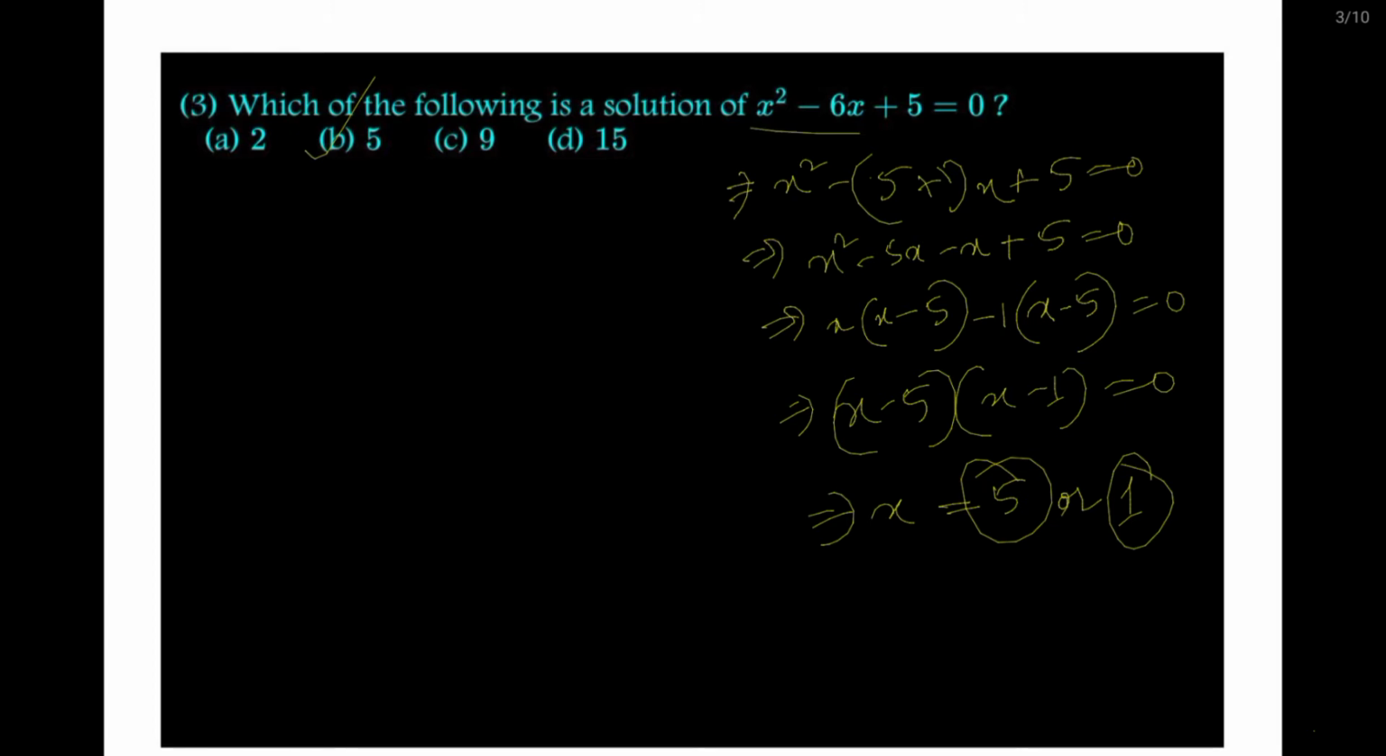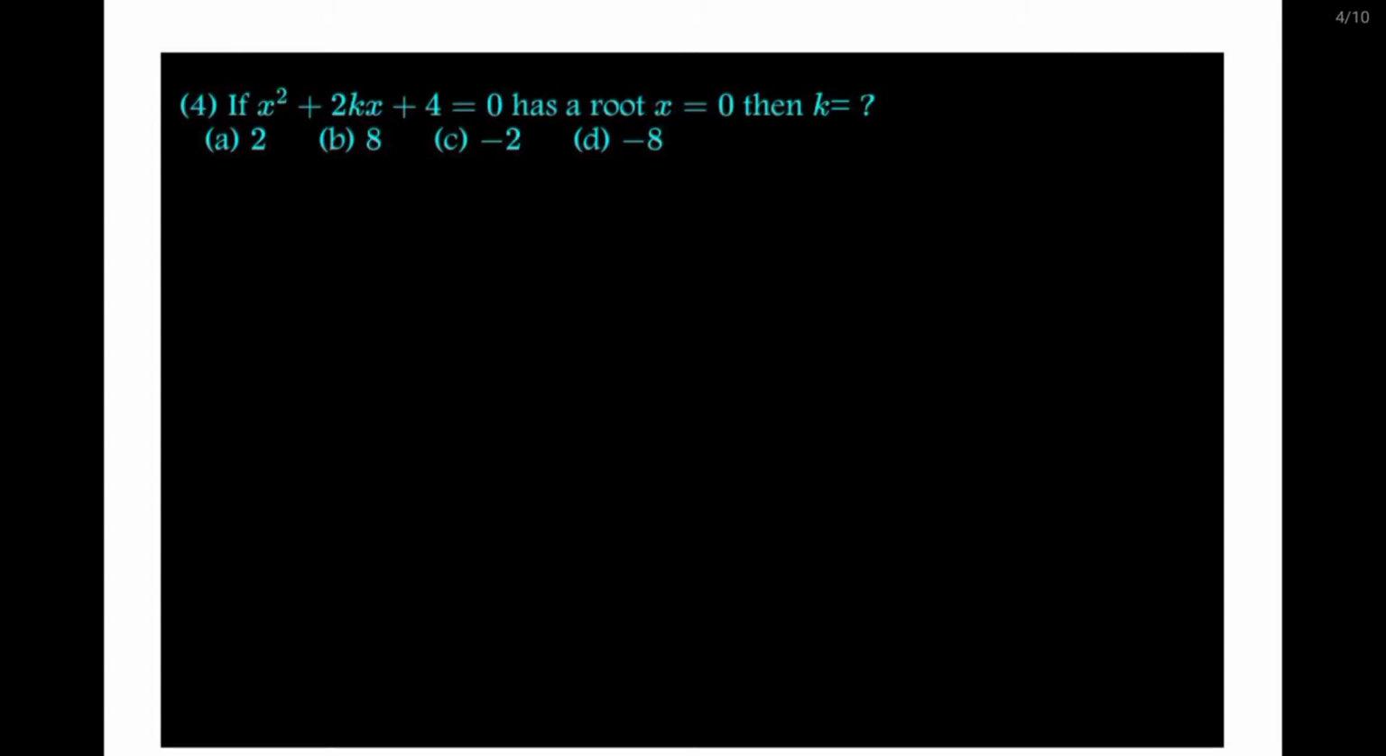If the equation is quite simple, then you can solve it this way and you can find one of its solutions. So let's move on to the next question. If x square plus 2kx plus 4 is equal to 0 has a root x is equal to 0, then k is equal to which one of the following?